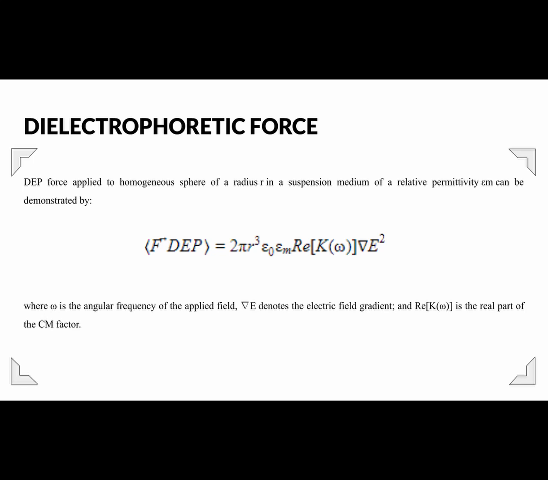The dielectrophoretic force applied to a homogeneous sphere of a radius in a suspension medium of a relative permittivity can be demonstrated by the next equation, where omega is the angular frequency of the applied field, delta E denotes the electric field gradient, and Re[K(omega)] is the real part of the Clausius-Mossotti factor.